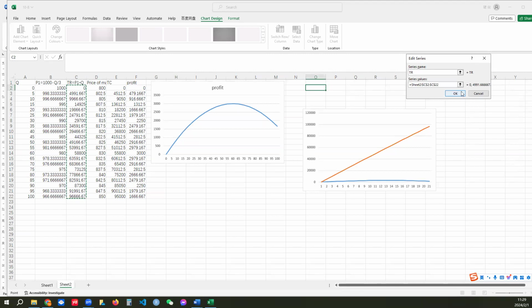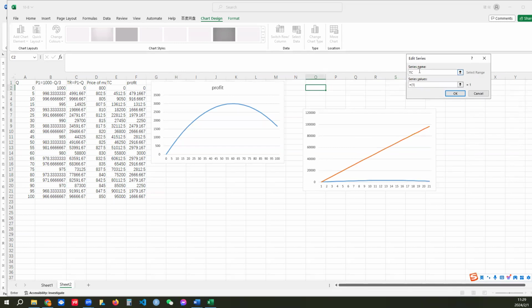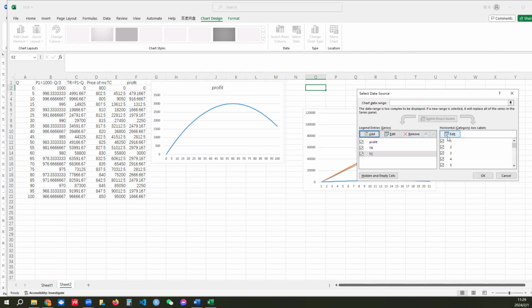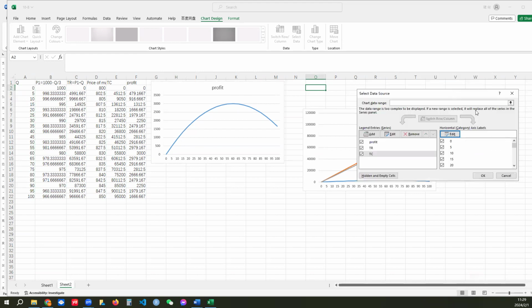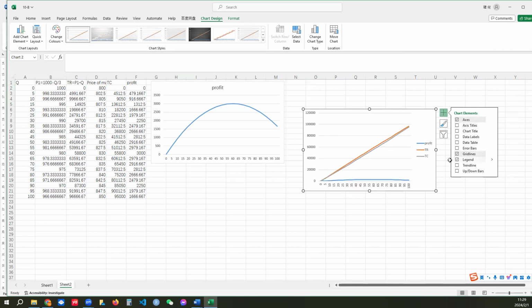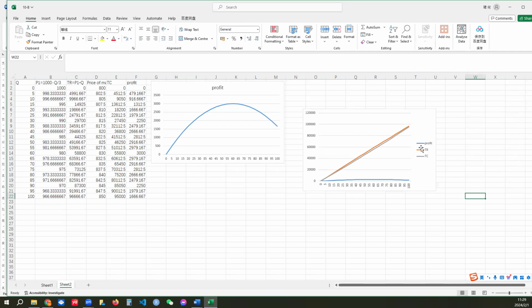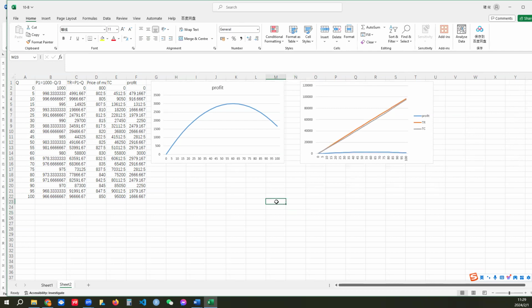This is the reason why I eventually deleted the requirement of adding total revenue and total cost from this question, because the different magnitude will make the profit curve not significant for you to observe. So we have this, and then don't forget we need to change the horizontal to the actual value of Q. All right, and here we go. And you can add a legend, so you can see which line represents which variable.